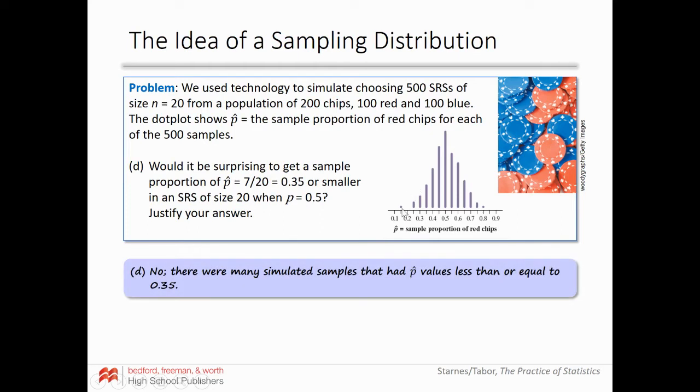So there's many samples, right? There's a lot. You can't even see all the dots, but there's a lot of times where this occurs, right? Anything from here and lower, that happens quite a bit. So I'm not very surprised that I got one less than or equal to 0.35, because looking at the sampling distribution or the random samples of 500, it happened pretty frequently. All right.